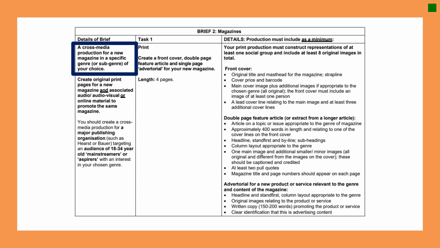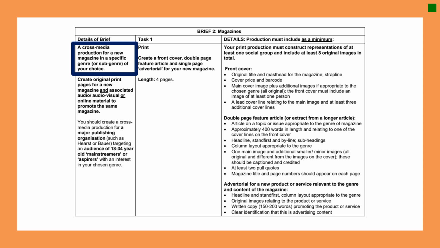And to help you do it, we're going to go back to the magazine brief, what you've been asked to do by the exam board, and we're going to make sure that things are covered in there. So on the brief, you've been asked to create a cross-media production. That means it's a production that goes across different areas of the media. So this is going to be a print magazine, but it's also going to be a website and audio-visual material as well. So it's going across different media platforms.